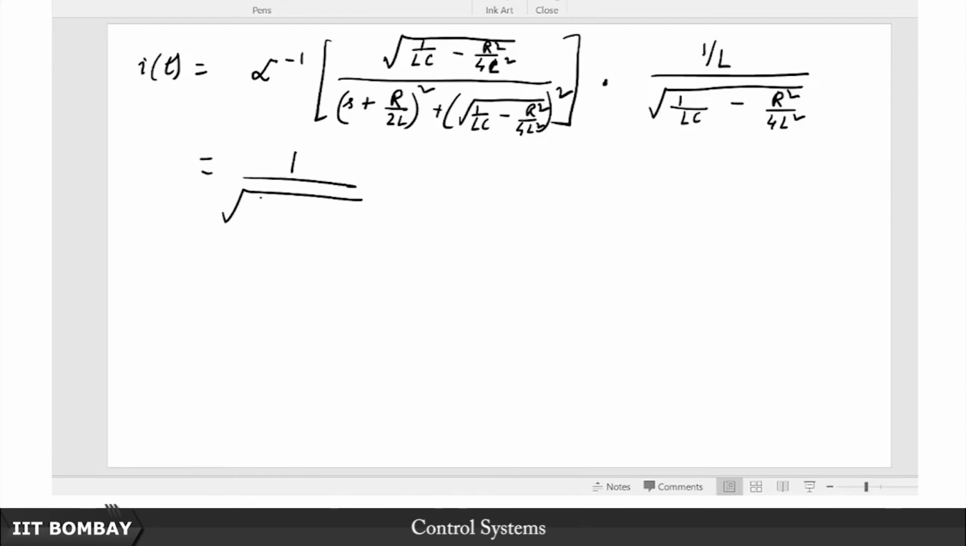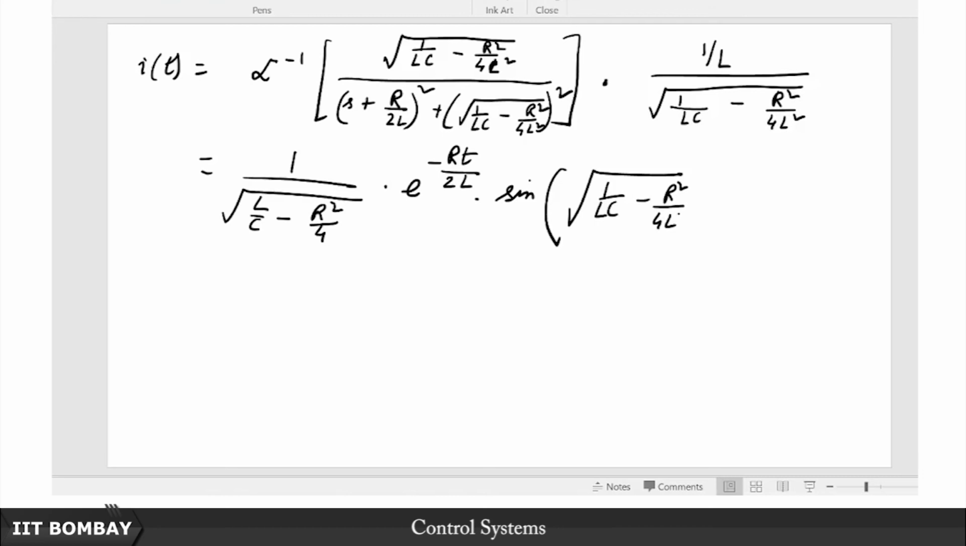So what we will then have is L over C minus R squared by 4 times, now we can straight away read off the inverse Laplace of this, which is nothing but e to the minus RT by 2L, yeah, this is plus a, so e to the minus a t times sine of square root of 1 by LC, which is the omega n, yeah. So our omega n is 1 by LC minus R squared by 4L squared, whole under square root, yeah.